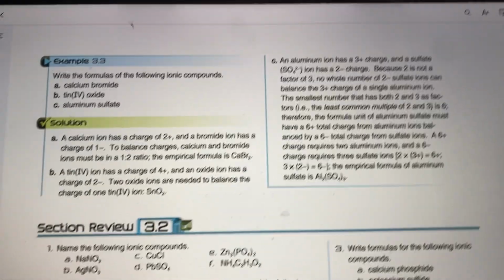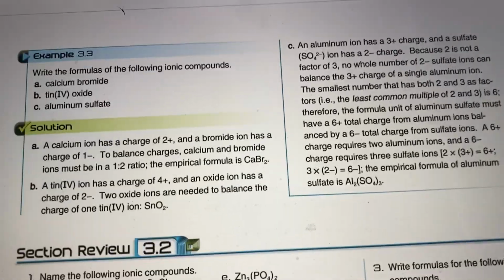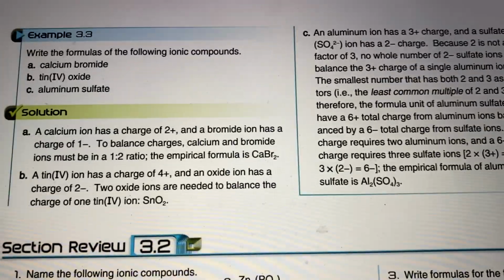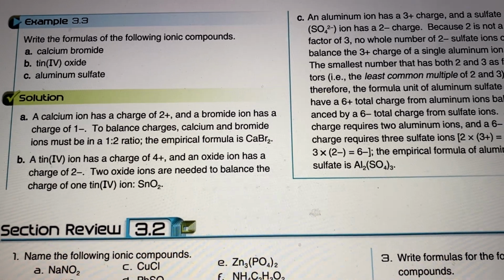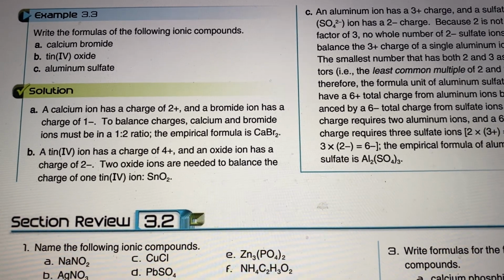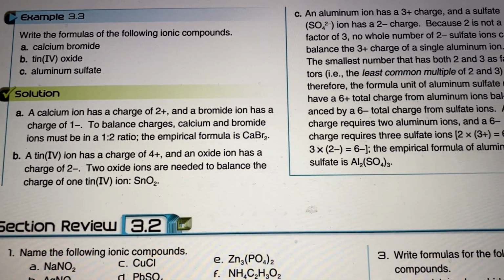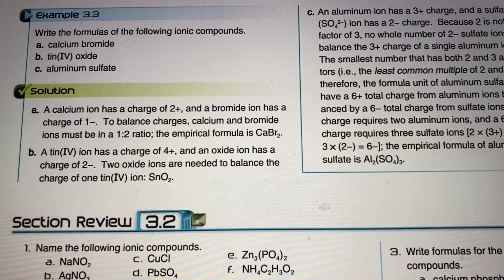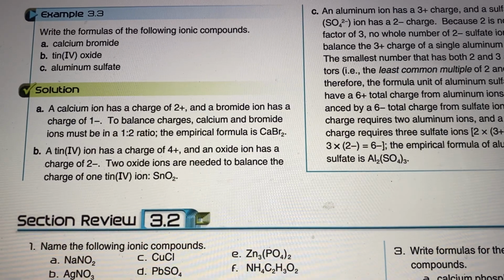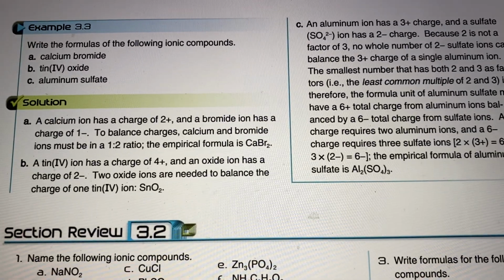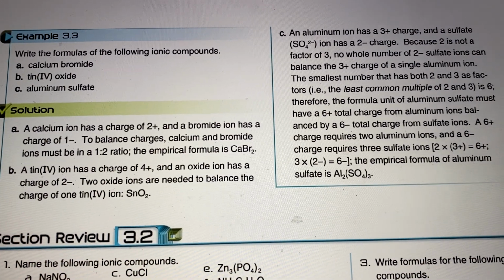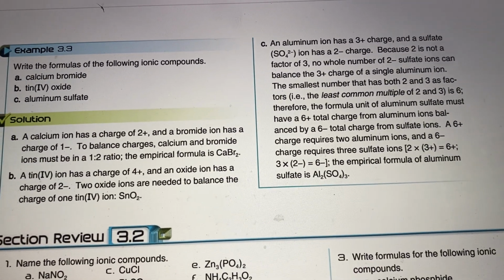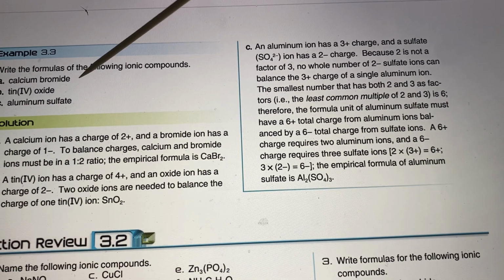So, let's look at these examples. I hope you can just read it, but I want to explain it to you. Write the formulas of the following ionic compounds. So we have calcium bromide. Calcium bromide, they want you to write the formula.